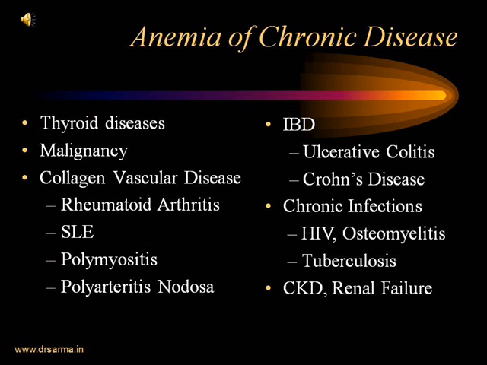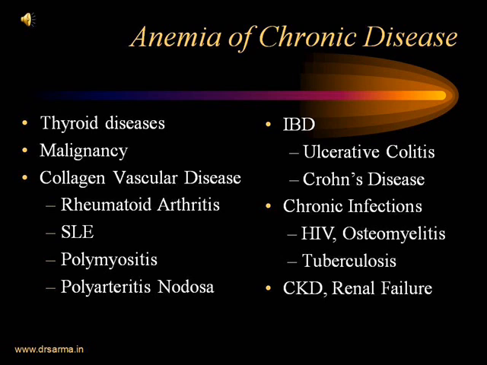Many of the chronic diseases do result in anemia. For example, thyroid diseases, particularly hypothyroidism, is associated with anemia. Malignancy of whatever cause or whatever region also results in anemia because of increased demand for the nutrients. Collagen vascular diseases like rheumatoid arthritis, systemic lupus erythematosus, polymyositis, polyarteritis nodosa, all of them result in chronic disease anemia, and this anemia is usually normocytic, normochromic in nature.